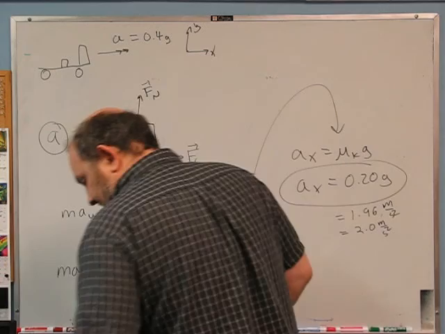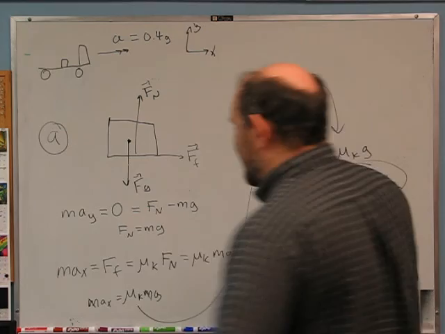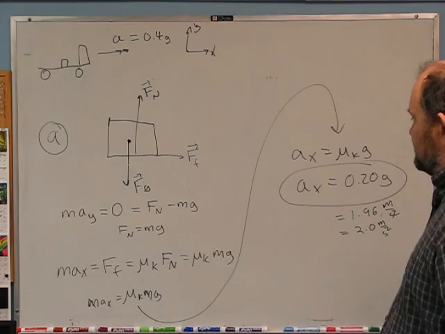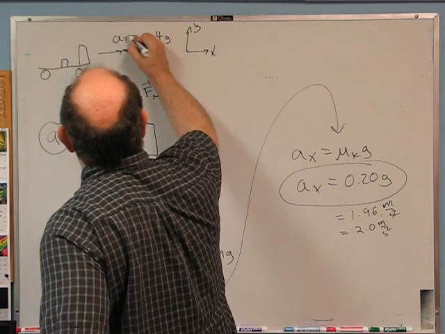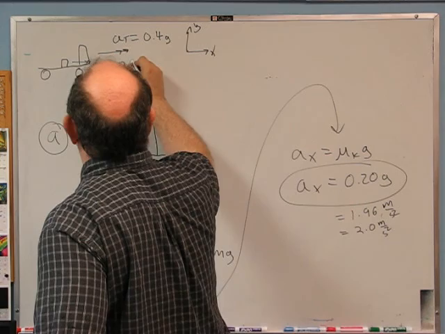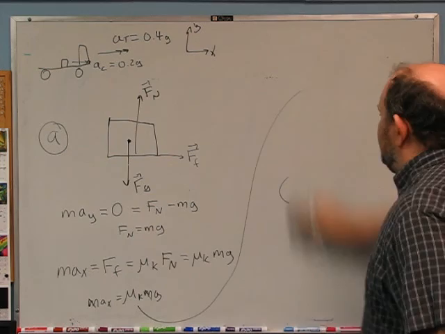All right, if the crate starts 1.5 meters from the back of the truck, how long will it be before the crate falls off the truck? Now, this one requires some thinking, and it's not thinking that we've worked through before in this class, although you could figure it out. So I'm going to bear in mind that a of the truck is that way. a of the crate is less, so I'll say a sub c is equal to 0.2g. So knowing those two things, we can figure out when the crate falls off the back of the truck.